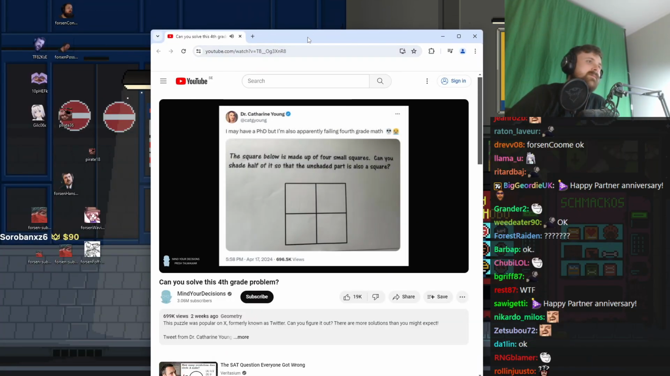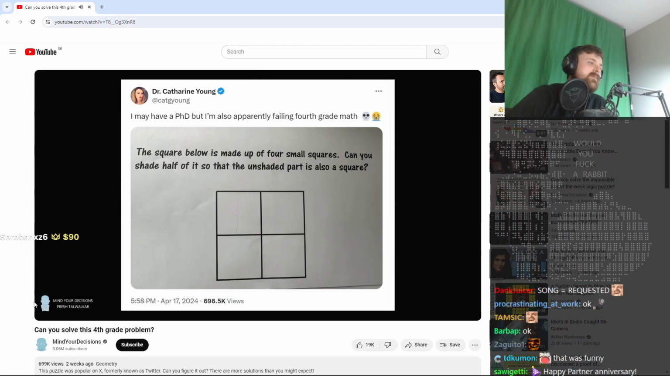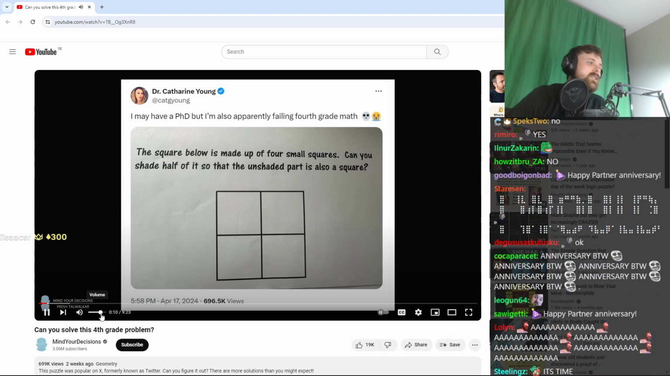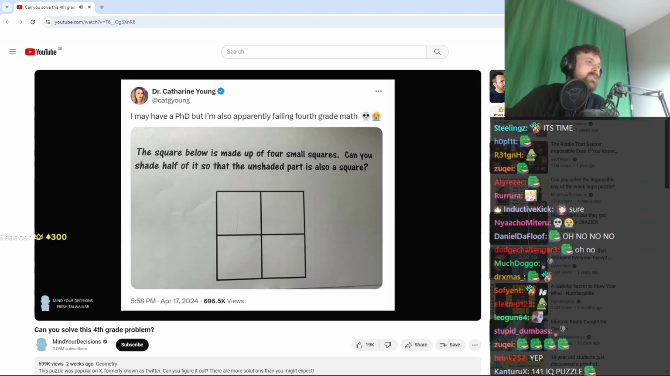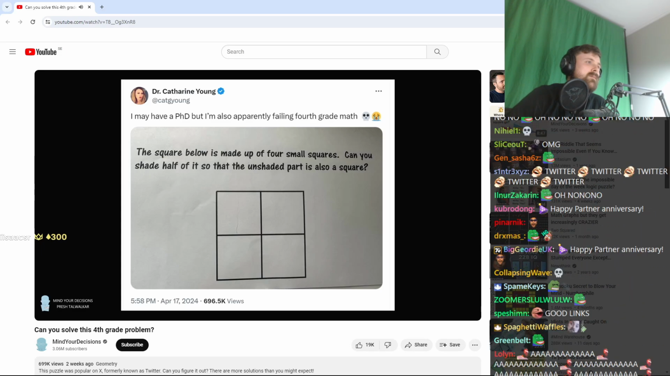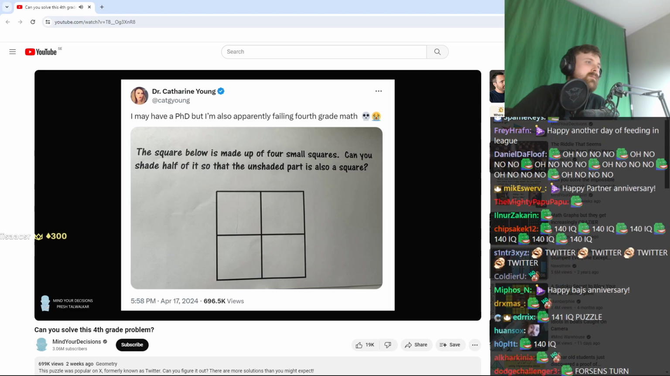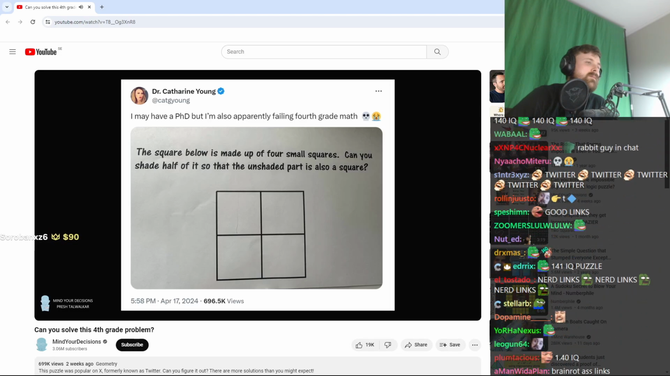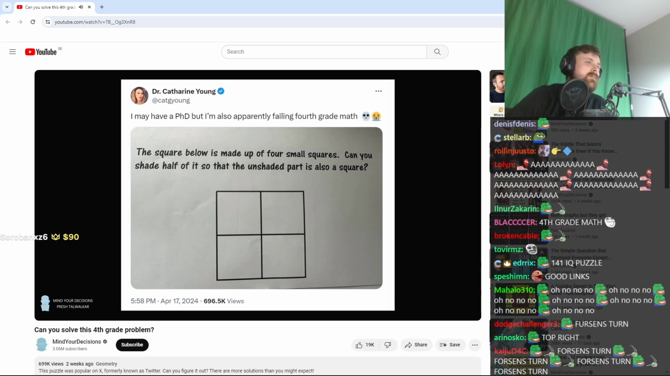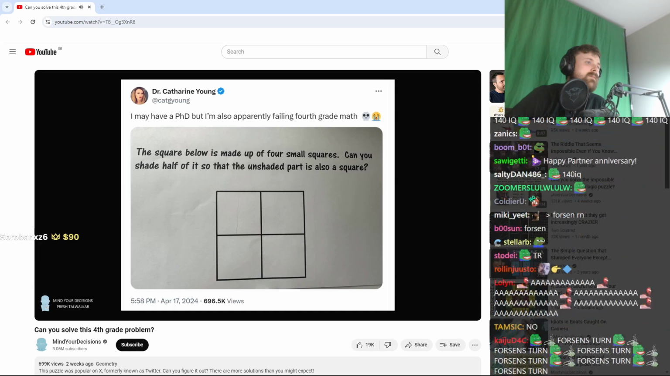Here's a puzzle that was popular on Twitter from Dr. Catherine Young. I may have a PhD, but I'm also apparently failing 4th grade math. Here's the problem. The square below is made up of 4 small squares. Can you shade half of it so that the unshaded part is also a square?